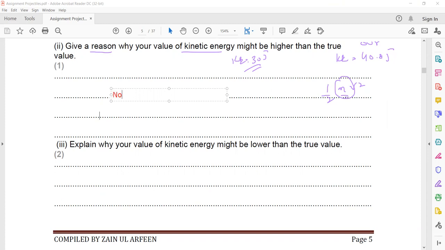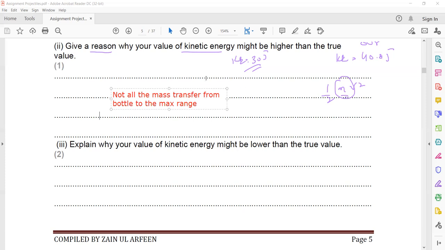So not all of the mass transfers from the bottle to the maximum range. Is the first part clear? Maybe some of the liquid might not reach that maximum horizontal displacement. So that is why our answer is higher.